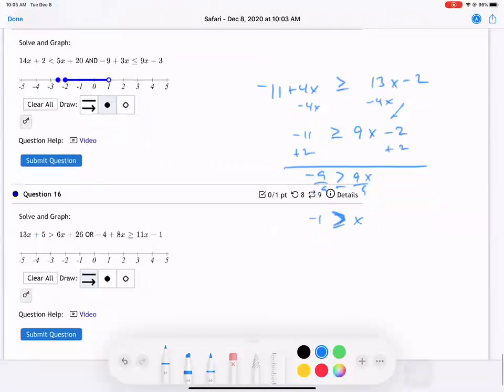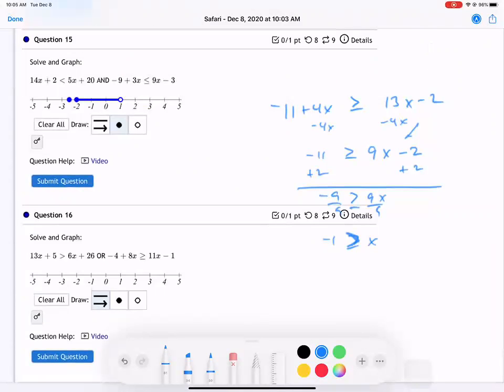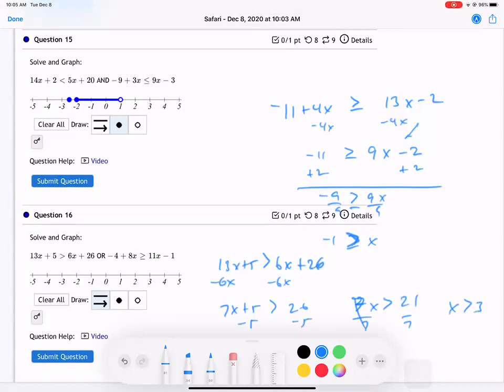Okay, I'm going to go ahead and do the last. The last one is very similar to the one we just did. To solve it, 13x plus 5 greater than 6x plus 26. Minus 6x to both sides. We're left with 7x plus 5 greater than 26, minus 5, minus 5. We're at 7x greater than 21. Divide by 7, divide by 7. X is greater than 3. So here's 3. This is hollow and x is greater than 3, so draw an arrow to the right.